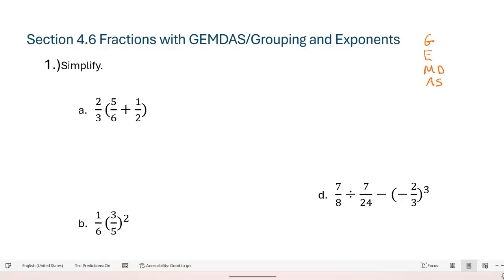Once I end up with just multiplication and division or just addition and subtraction, I have to go left to right. Okay, so grouping. For 1a, do I see grouping? I do. So I am going to combine that. So I'm going to pull that out.